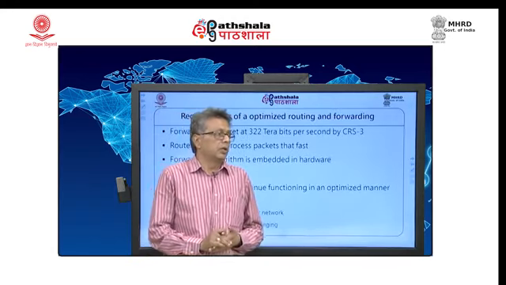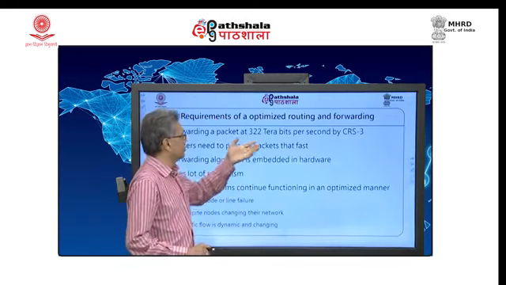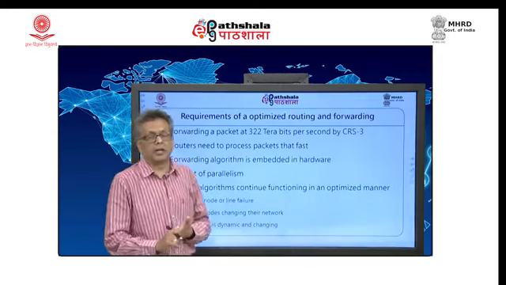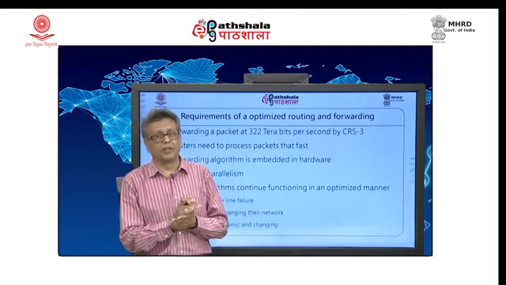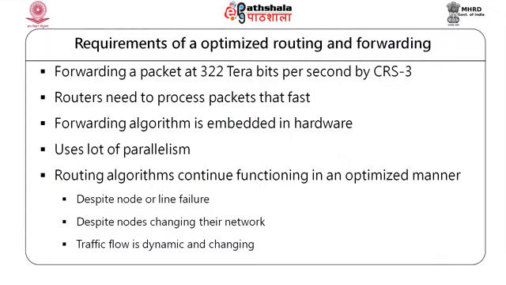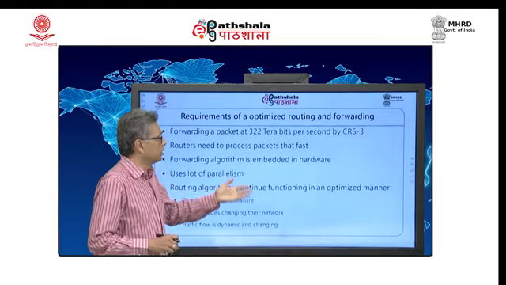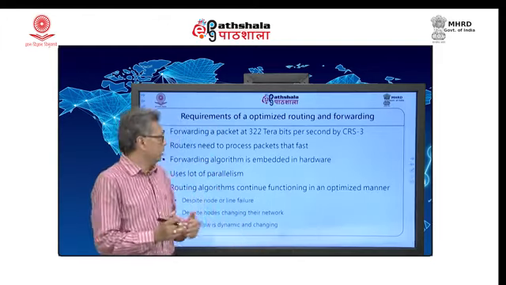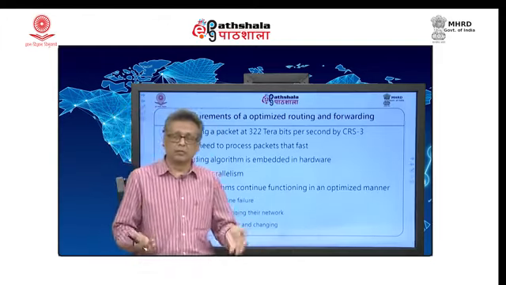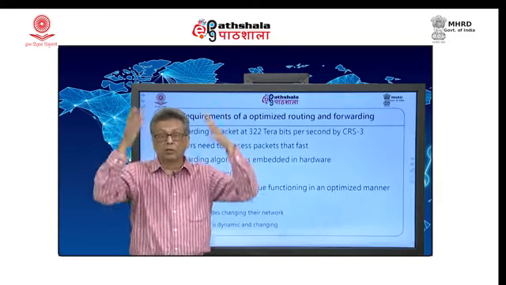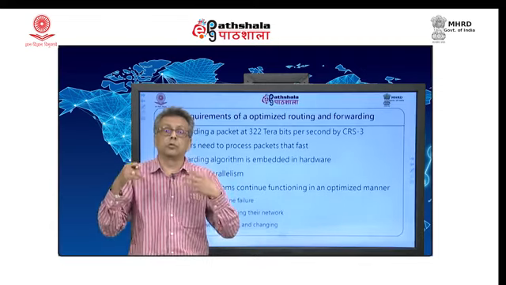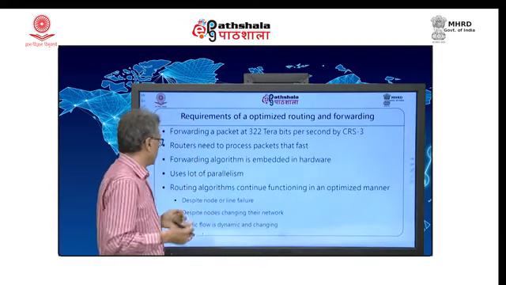And I mentioned before, 322 terabits per second by a Cisco router is a very great speed, and you will have to do forwarding at that speed. So, forwarding is pretty complex at this speed. The forwarding algorithm is sometimes embedded in hardware, and uses a lot of parallelism, like many things happening together. For example, you may be processing 100 packets together and route them together.